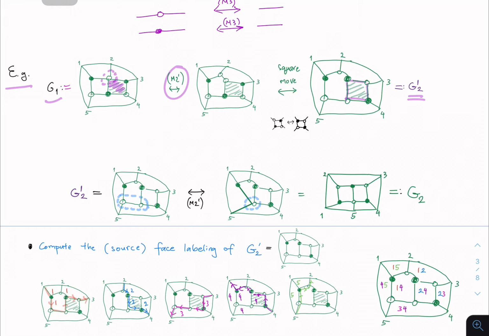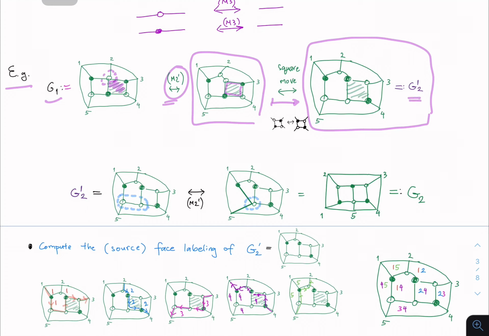So after applying M2 prime, I get this graph, and now this square is in a satisfactory situation where I can apply the square move. So then I go ahead and apply the square move, and I get this new Plabic graph that I'm calling G2 prime. Right, so I've basically replaced the colors of all of these 4 vertices.